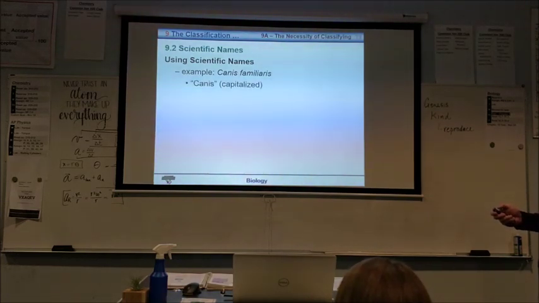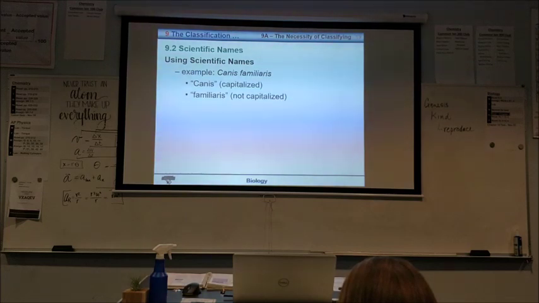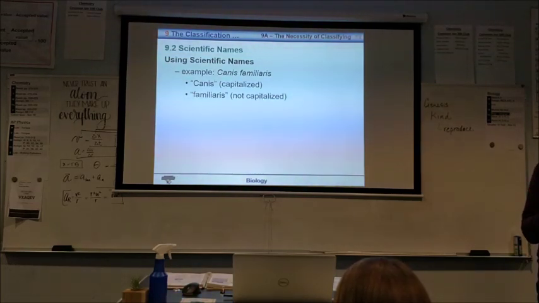Now, notice that the genus is always capitalized. Genus is always capitalized. And then the species name is never capitalized. Okay, so capitalize genus, don't capitalize species. So when you write Homo sapien, the H in Homo is going to be capitalized. Sapien is going to be lowercase.